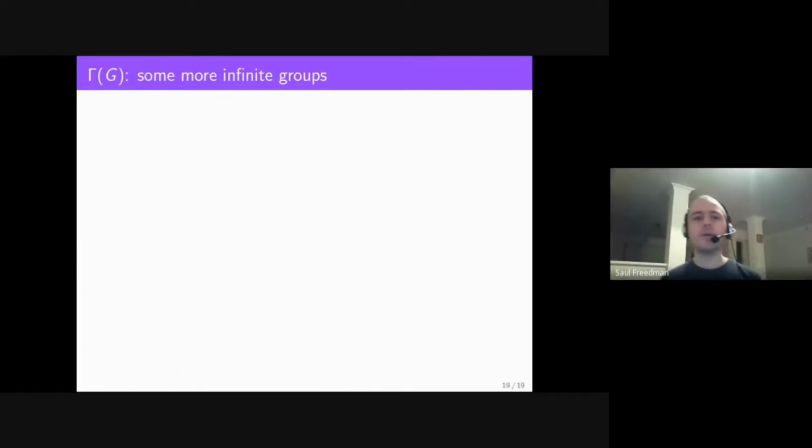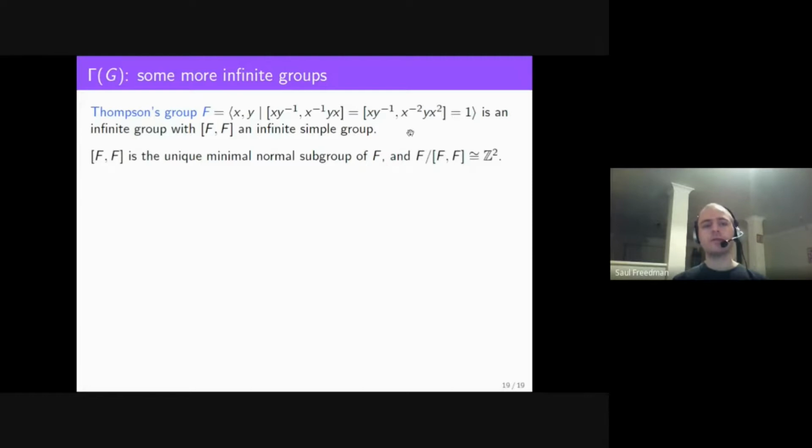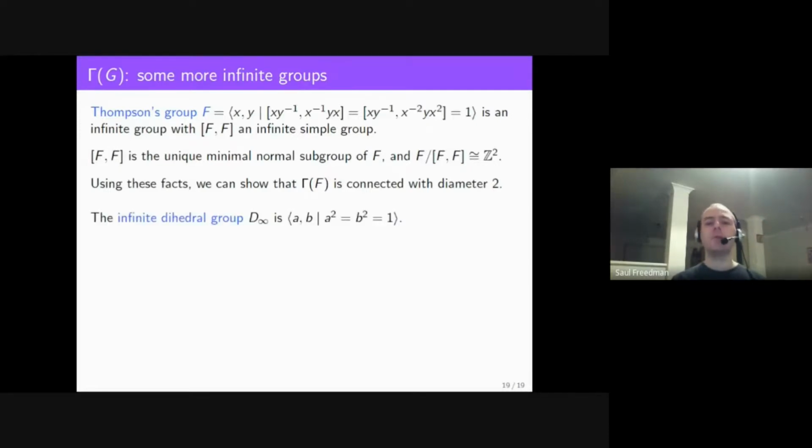So I just want to say a bit more about infinite groups, and give some examples of the graph of gamma of G for these infinite groups. First, let's look at Thompson's group F. This is the two-generated group given by this presentation. It's an infinite group, and its commutator subgroup is an infinite simple group. Now, it's well known that this commutator subgroup is the unique minimal normal subgroup of F, and the quotient of F by this subgroup is isomorphic to Z squared. I won't explain exactly how, but we can use these facts to show that the graph of F is connected with diameter 2.